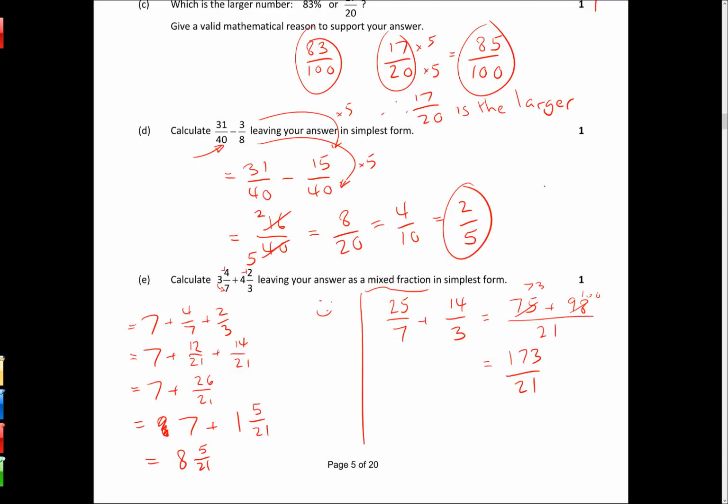Let's check. What's 21 times 8? 1 8 is 8. 2 8s is 16. 168, I can get that out of 173. What is 173 minus 168? That's 8 with 5 left over and 21.